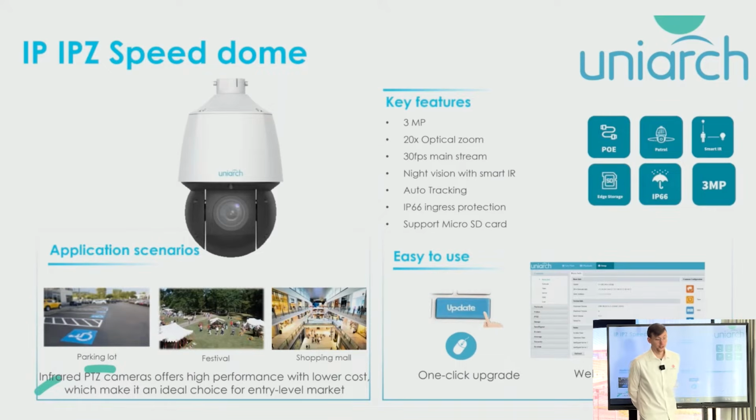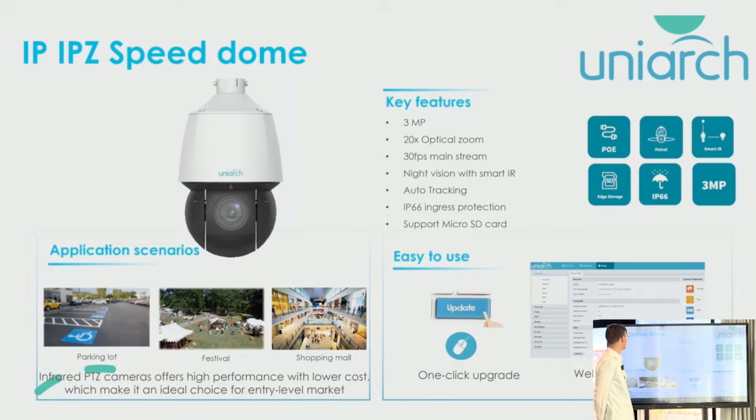And then the last camera, Uniarch obviously also has a PTZ camera. So this one has zoom, so pan, tilt and zoom. And we have this camera downstairs in our office installed with the auto tracking. So this camera has the auto tracking option. You can see here, it points it out. Also with night vision and smart IR.